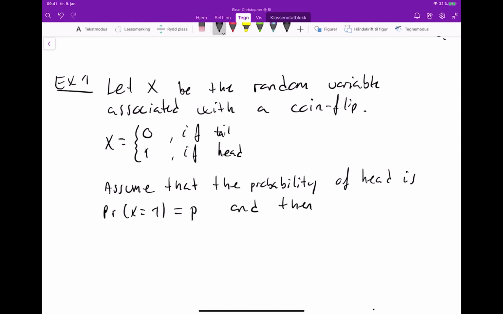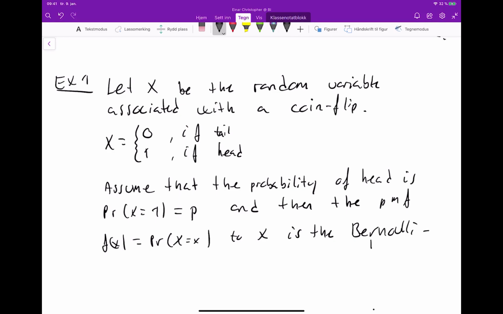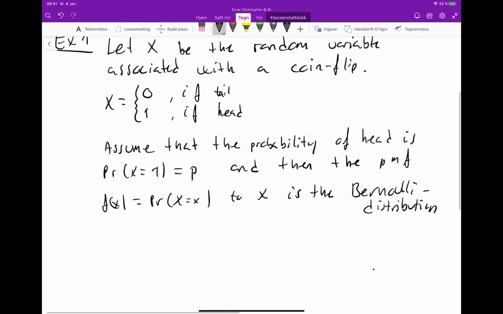And then the probability mass function, PMF, f of x equal the probability of x equal x, is the Bernoulli distribution, which looks like this. f of x is equal p in the power of x times 1 minus p in the power of 1 minus x, for x equals 0 or 1 and 0 otherwise.